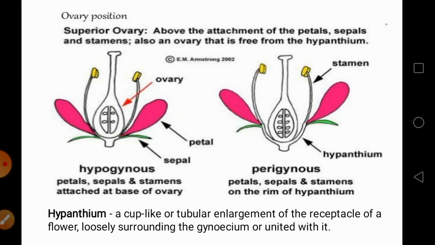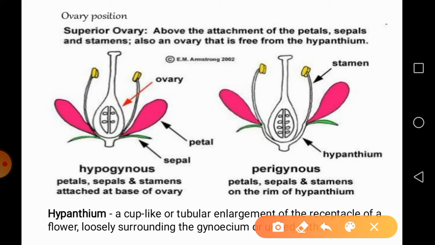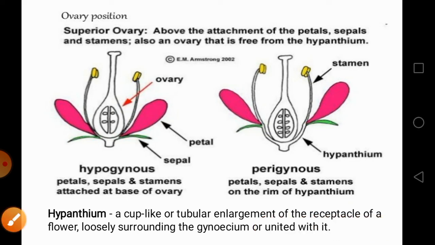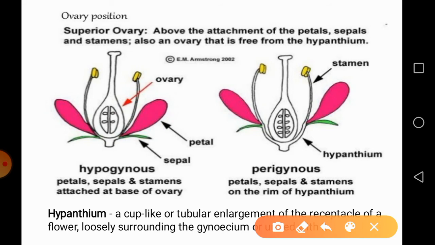Or on the basis of ovary position, again we are having two types, that is superior ovary and inferior ovary, that is also depend on the presence of this hypanthium. So hypanthium is nothing but it is the cup like or tubular enlargement of the receptacle of a flower, which is loosely surrounding the gynoecium or united with gynoecium. So we call it superior ovary, if the condition is hypogynous or perigynous.